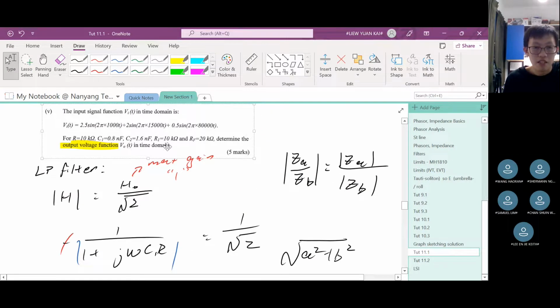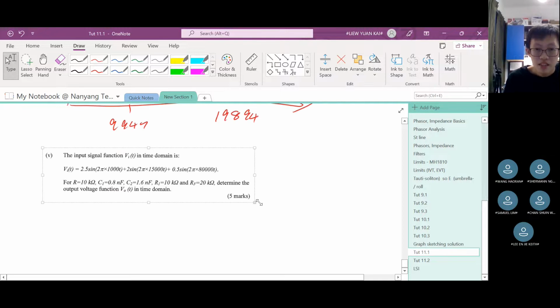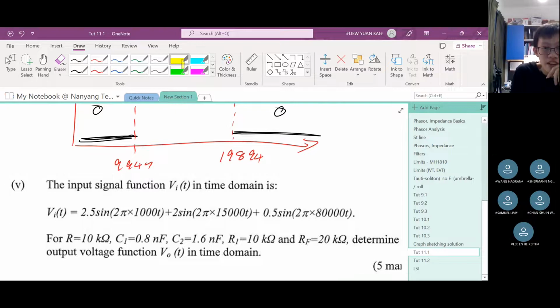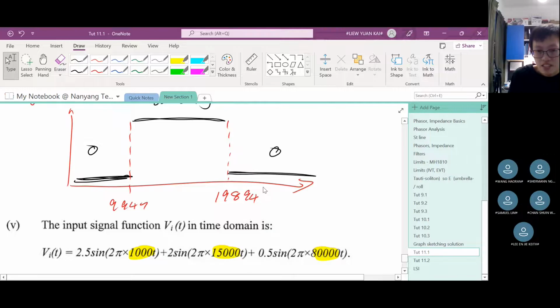Now, let us go back and look at the input voltage that we have. See? Yeah, I'm going to copy this and then paste it down here. Take a look at the input voltage. The frequency in hertz of each of these waveforms is 1000, 15000, and 80,000, right? Check if these will get filtered out or not.